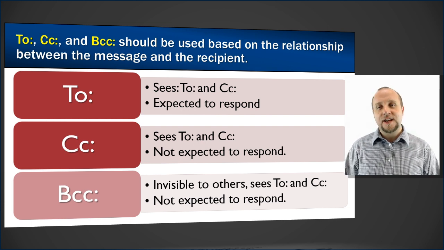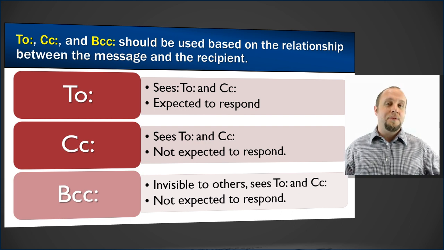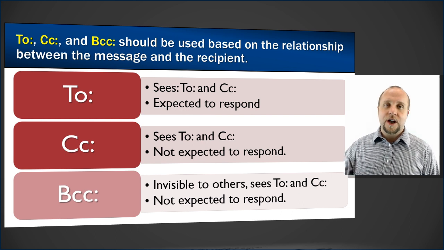Second, the CC, courtesy copy field, is used to inform people who maybe aren't centrally related to the message, but should be informed of the content of the message, what's happening in your communication between yourself and the people in the To field. Again, the people in the CC field can see everyone who received the message, whether they were listed in the To or in the CC field.